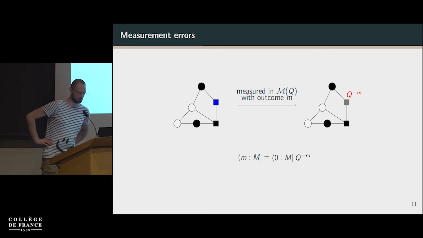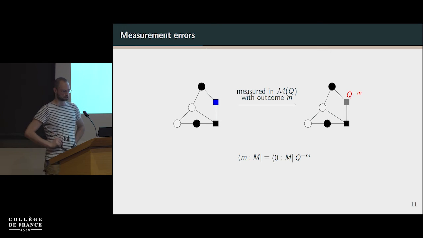Okay, so now we can dive into flow conditions. And I'm going to do this essentially graphically by reasoning on the graph states. And the first thing that we need to consider is what is the result on my graph state if I perform a measurement in some measurement space here associated with Q and obtain outcome m.